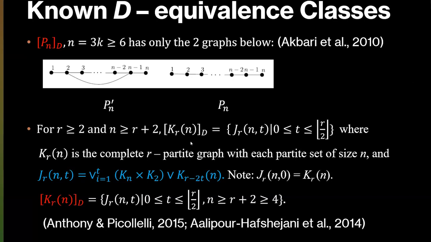For complete multipartite graph, K_{R,n} here is a complete R-partite graph with every partite set of size n. The D-equivalent class actually is a set of this graph J_{R,n,T}. The definition of J_{R,n,T} is here: it is the join of T copies of Kn Cartesian product K2, joined with a complete R minus 2T partite graph, in which if T is 0, J_{R,n,0} is the graph K_{R,n}.